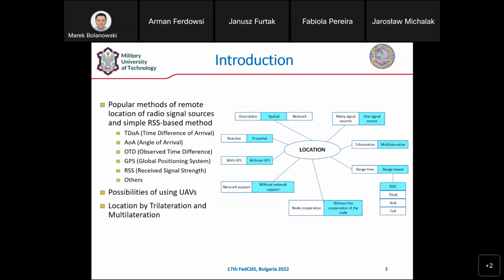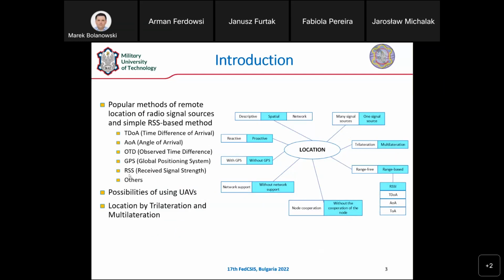So starting from the introduction, you should know that there are a lot of location methods for radio nodes. They can be classified in connection with, for example, system behavior, system structure, node behavior, etc. The most popular, as you can see here, are time difference of arrival, angle of arrival, and others.